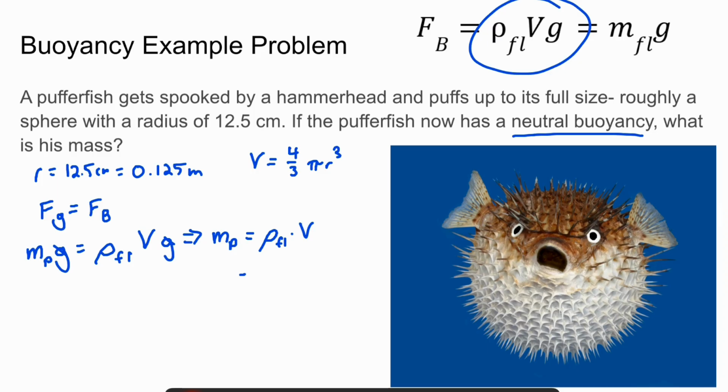All right. So again, we know the density of water, and the density of water is 1,000 kilograms per meter cubed. And we also know the volume for a sphere is 4/3 pi r cubed. And in his case, the r is 0.125 meters.